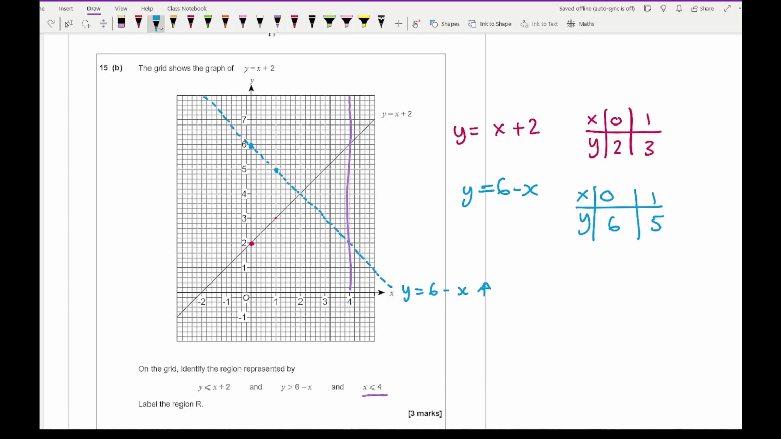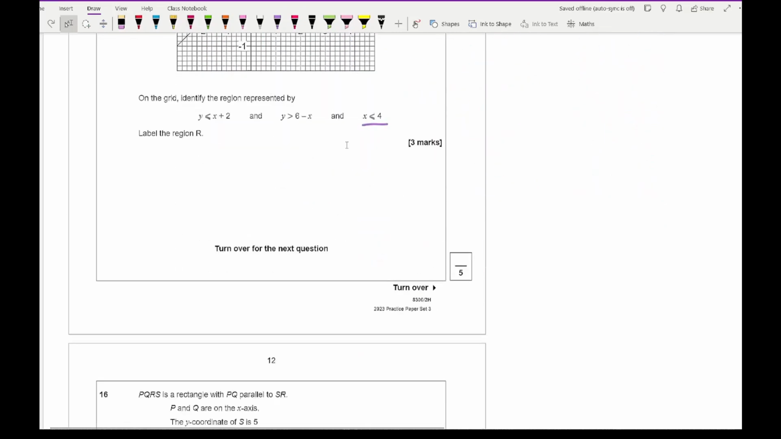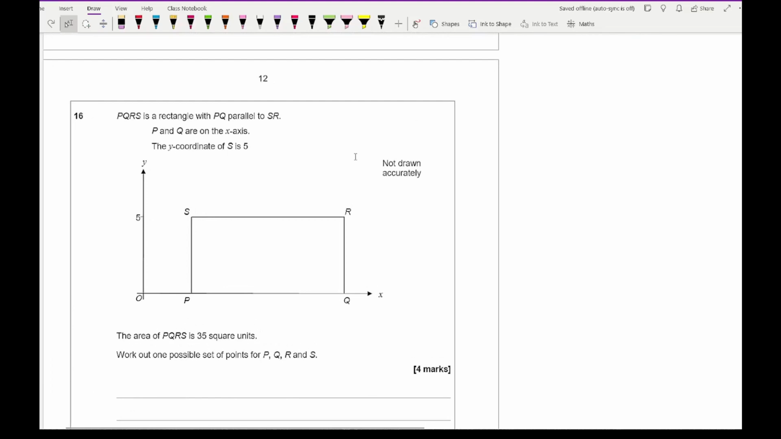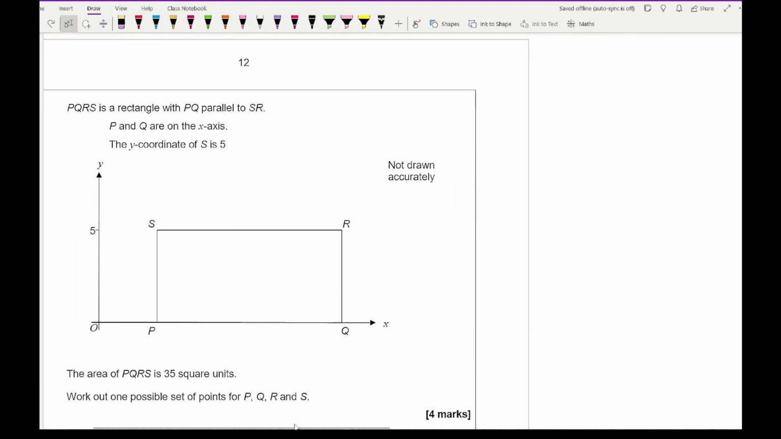So the region that I want then, again this needs to be drawn with a ruler, is going to be this region here. It's there. Then moving on to question 16, and let me just zoom in on this one so we can see it a bit more clear on the screen.